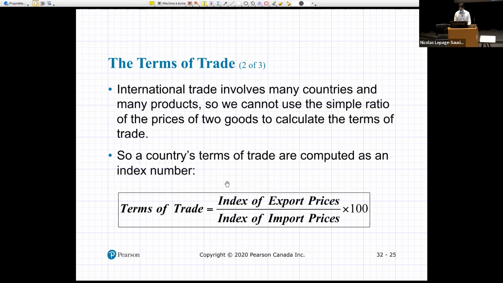Oh yeah, so this is what I was saying by index. In terms of trade, international trade involves many countries and many products. We cannot use a simple ratio of two prices like this, so we use an index. So the terms of trade is the index of export prices: the price of everything multiplied by its weight in the total exports, divided by the price of everything times their weight in the total imports, and multiplied by 100 if you want percentages.